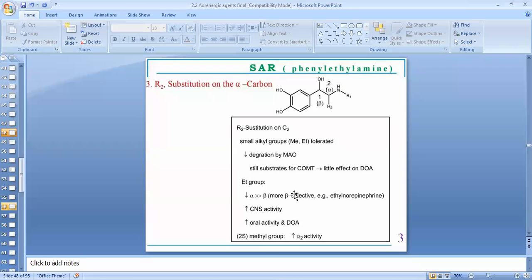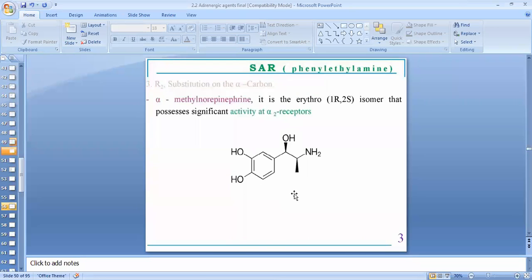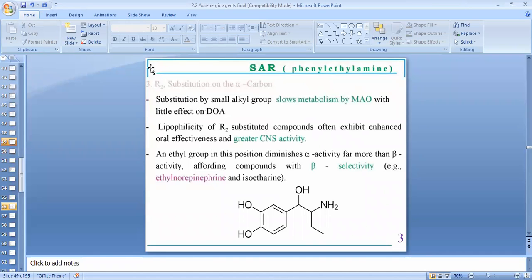Then substitution of the R2 group, we have discussed. This R2 group, if we substitute with a small alkyl group, will slow down the metabolism by monoamine oxidase. If the lipophilicity of the R2 group is increased, it will give greater CNS activity. And an ethyl group in this position diminishes alpha activity far more than beta activity. So the name of the drug is ethylnorepinephrine and isoetharine.